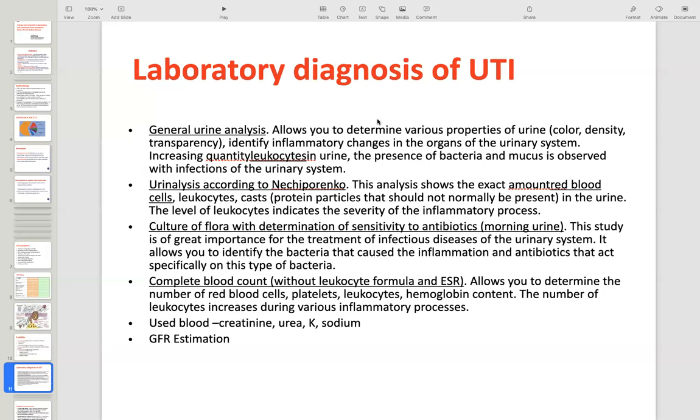Next is complete blood count, which allows you to determine the number of red blood cells, platelets, leukocytes, and hemoglobin content. The number of leukocytes increases during various inflammatory processes. Also, we use blood tests for creatinine, urea, potassium, sodium, and calculation of the glomerular filtration rate.